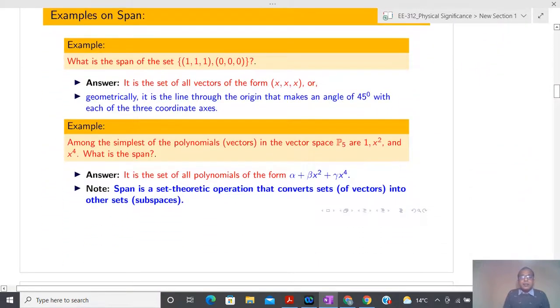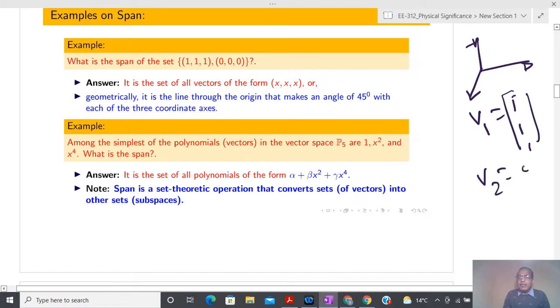Okay, and here if you select the spanning set like (1,1,1) and (0,0,0), I have a three-dimensional vector space, and in it I have selected two vectors. One vector is (1,1,1) and another is (0,0,0). Now I want to see what kind of space is spanned by these two vectors. So I have selected these two as the spanning set, and now I have to find the space.